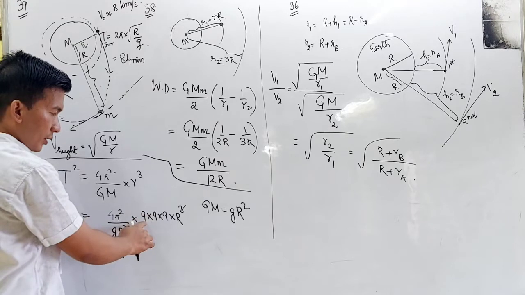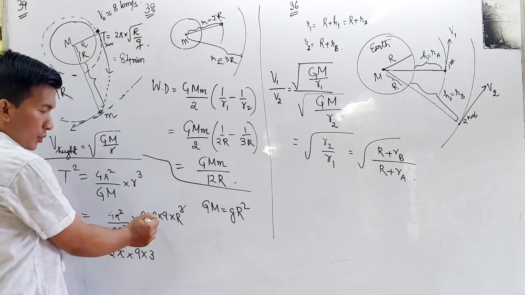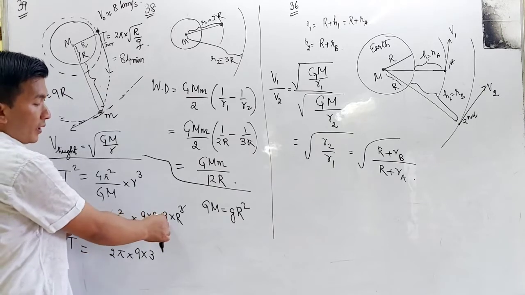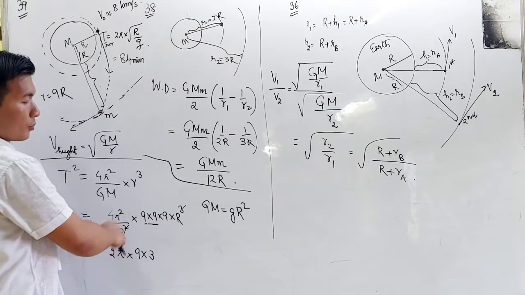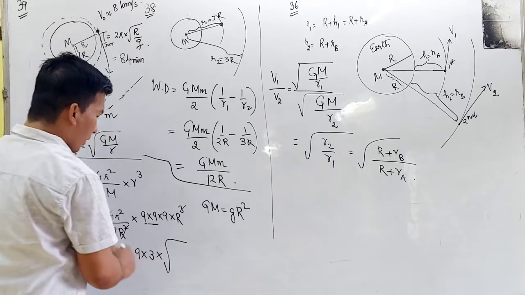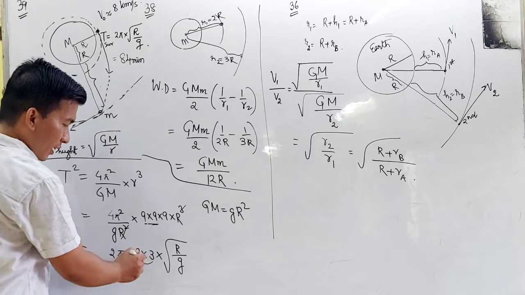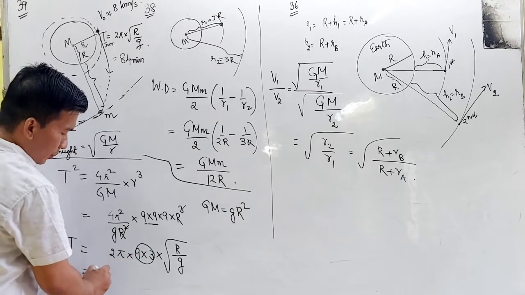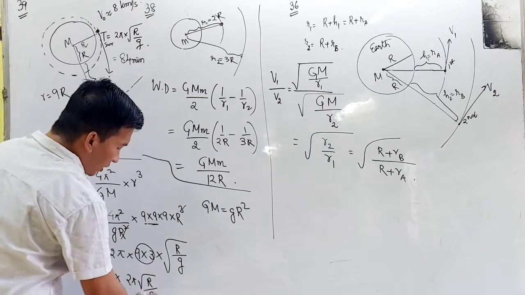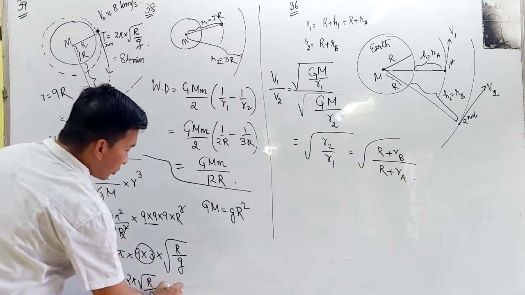The square root of this will be 9 into 9 into 9. If we take the square root we will have 9, and this remaining 9 will give you 3 into 3, so taking all of the square root it will be 27. Then 2 pi root over R by g, so this is our answer. This is equal to 27 into the value.